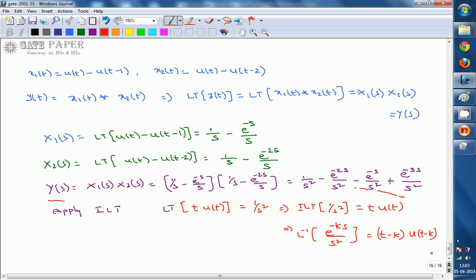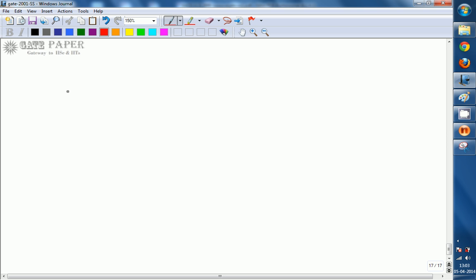Now writing that, we have Y(s) equals 1 by s square, minus e power minus s by s square, minus e power minus 2s by s square, plus e power minus 3s by s square.